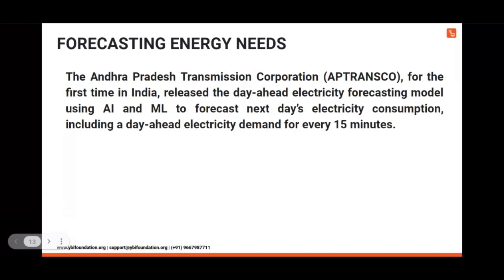So they started predicting, and it is going to help the people at large, because the Andhra Pradesh Transmission Corporation can plan early. There will be less load shedding, and more productivity for the people, more productive manufacturing or factory hours. So that is again a use case for predictive analytics.